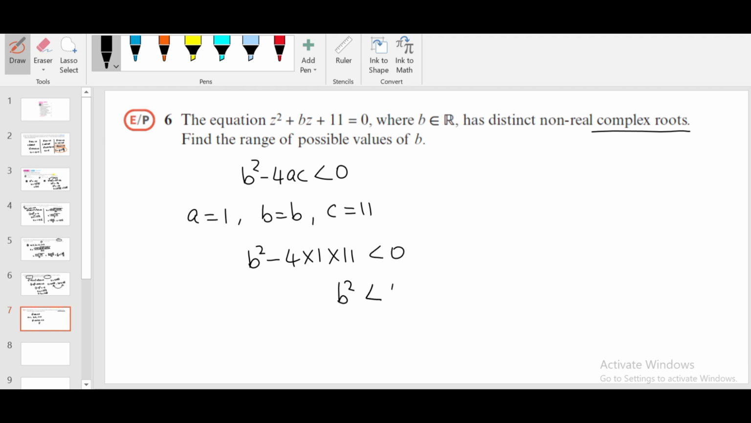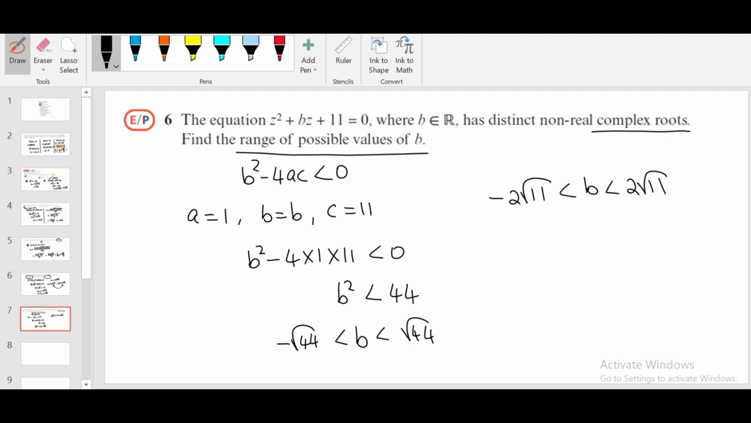b square is less than 44. So if b square is less than 44, you cannot just take a square root and write it as a square root of 44. You need to write it as a negative square root of 44 to positive square root of 44, because b can be a negative number also. So that's a proper way of writing it. And always write it in the simplified form. Put it in your calculator. You will get minus 2 root 11 is less than b is less than positive 2 root 11. That's the range of possible values of b. That's all.